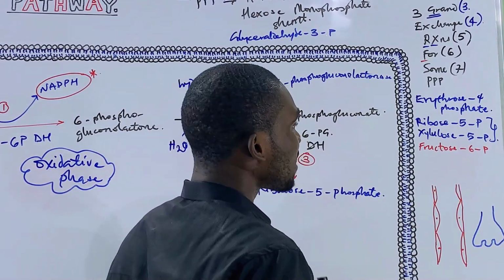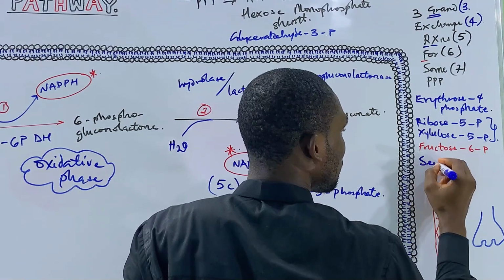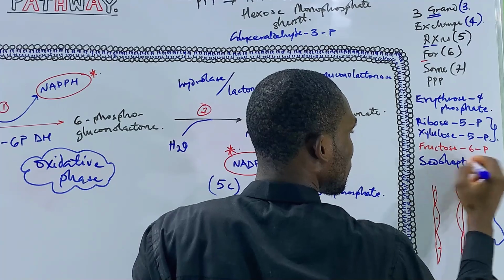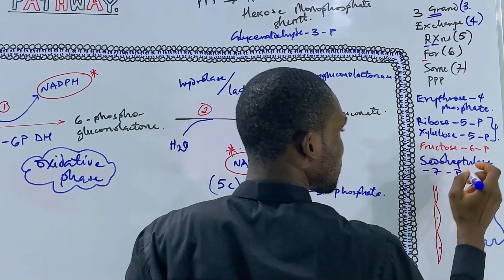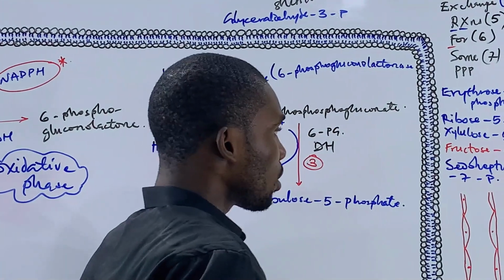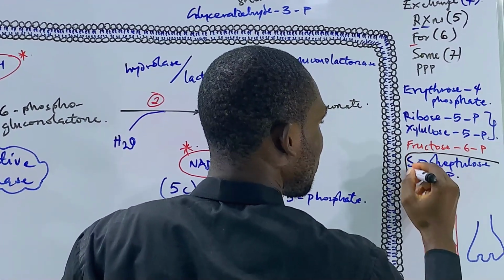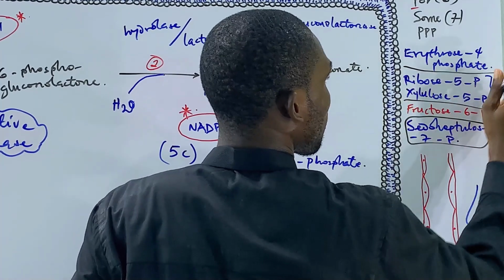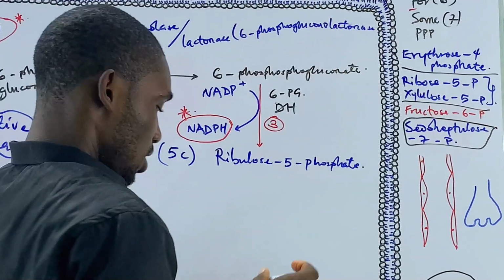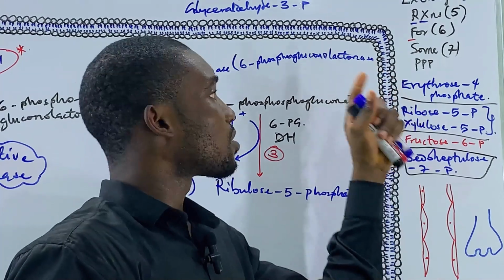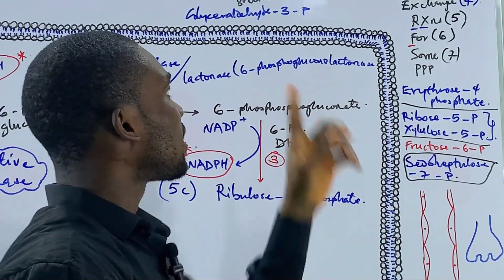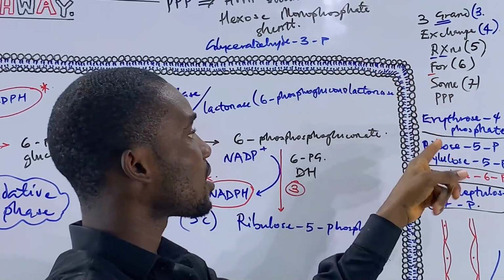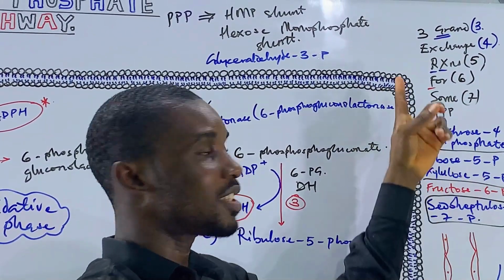So the next one is 7, which is sedoheptulose 7 phosphates. So you can see we have 7, 6, 5, 4, and 3. So 3 grand exchange reactions for some PPP. 3 is glyceraldehyde 3 phosphates. The next one is 4, which is your exchange. That's erythrose 4 phosphates. Then the next one is 5.